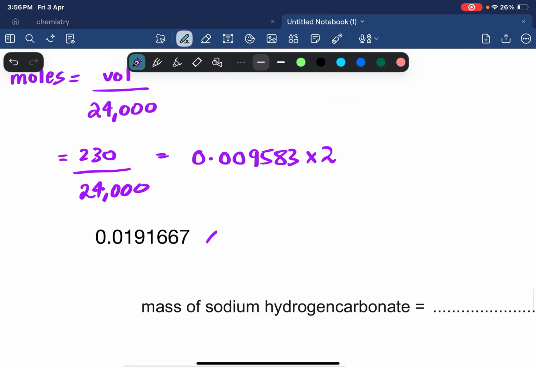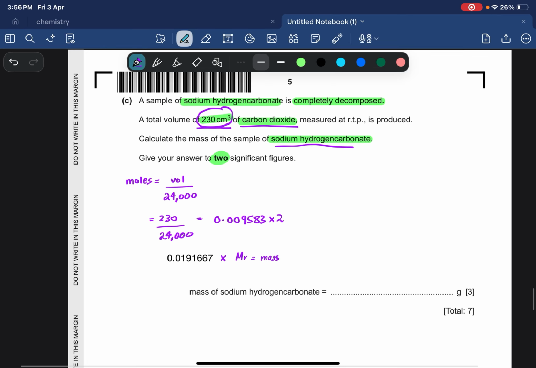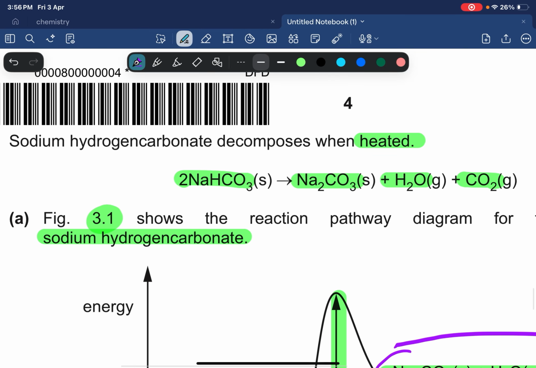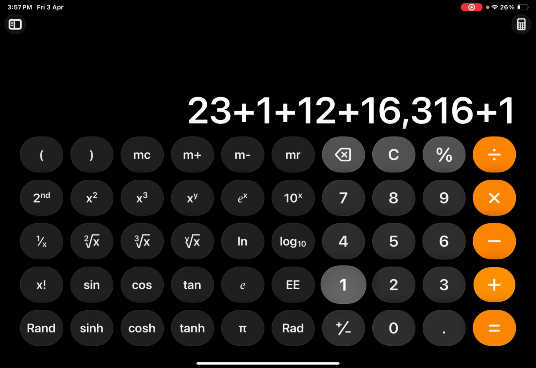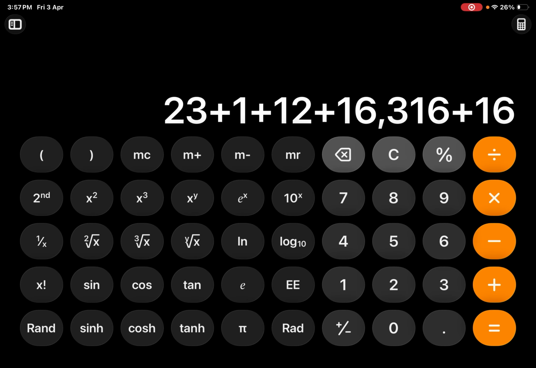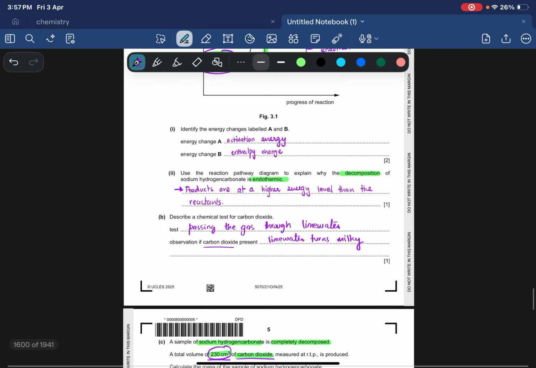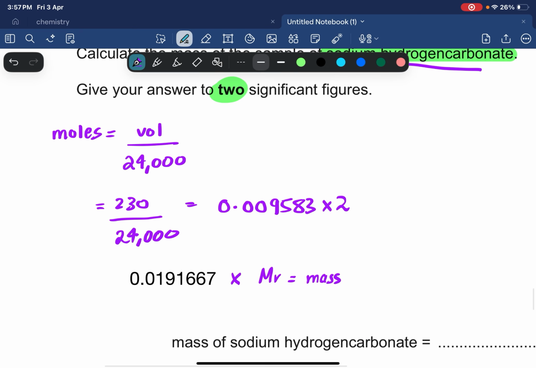Once I have the moles of sodium hydrogen carbonate, I know how to get the mass. Moles multiplied by Mr equals my mass. What is the Mr of sodium hydrogen carbonate? Sodium is 23, hydrogen is 1, carbon is 12, oxygen is 16 plus 16 plus 16. 23 plus 1 plus 12 plus 16 plus 16 plus 16. That's how you mess up things. The Mr comes out to be 84.